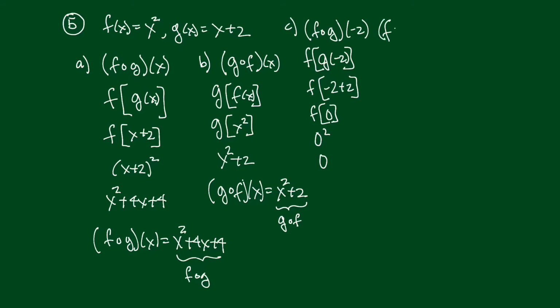So if I use this, f circle g of negative 2, where f circle g is this right here. So put that negative 2 here and here. So we will get negative 2 squared plus 4 times negative 2 plus 4. Well, we're looking at 4 minus 8 plus 4. Sure enough, we get 0 again.